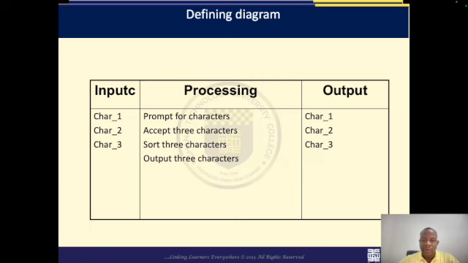So the main thing is that we know how to prompt, we know how to accept, we know how to output. What we now need to think about is how do we sort? So for instance, let's assume that we have 3 caps, right? One of the caps contains the letter C, another cap contains letter A, and then the third cap contains letter B. Now we want to sort them in ascending sequence.